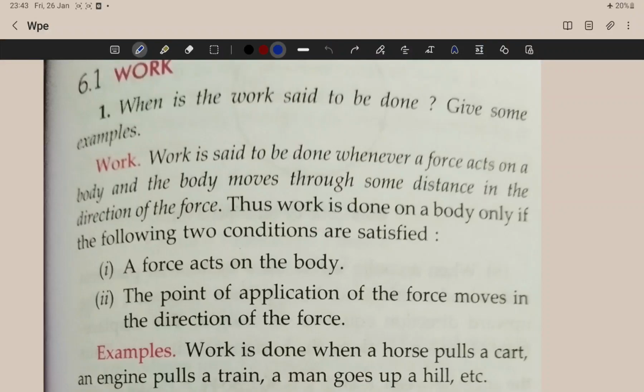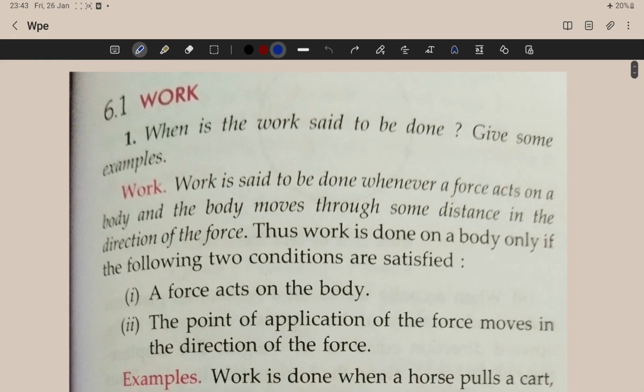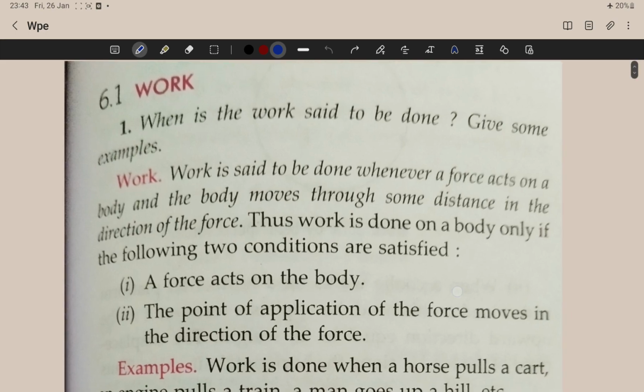Okay, students, so these are your notes on work, energy and power. First thing is work. When is work said to be done? Work is said to be done whenever a force acts on a body.